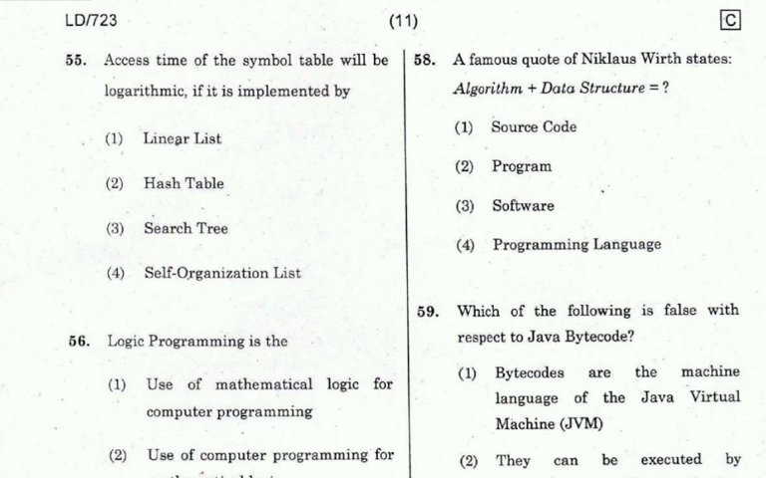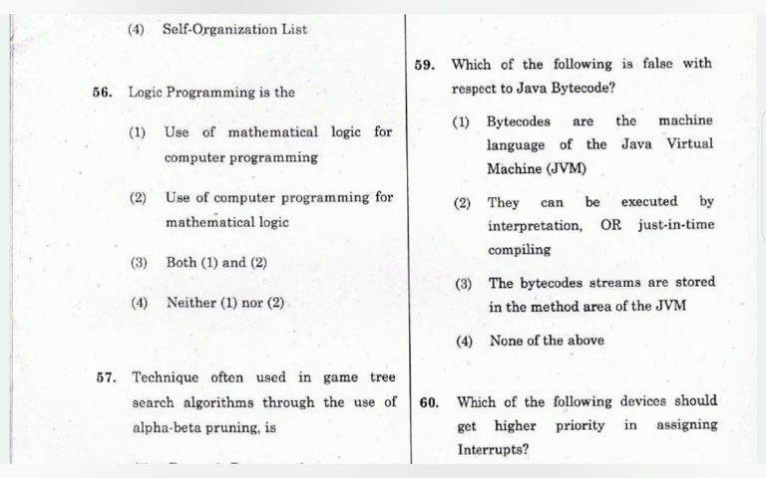The next question is about logic programming. Logic programming, for example Prolog, is based on formal logic rather than procedural instructions. It applies mathematical logic to programming, that is, facts and rules. So option 1 is the correct answer: the use of mathematical logic for computer programming. We know mathematical logic like propositional logic and predicate logic, and that logic we use here in logic programming.